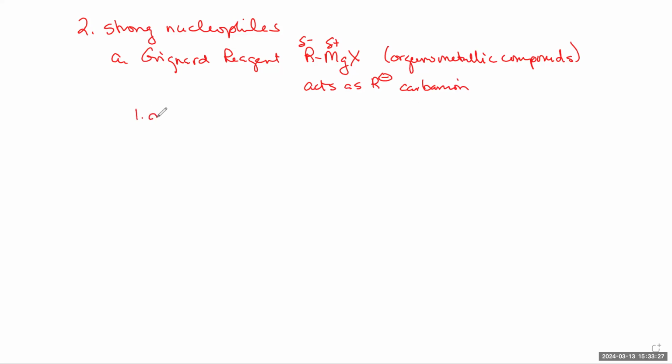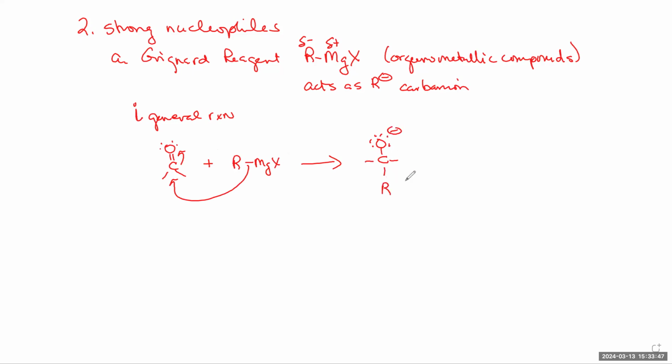So the general reaction, and we've already seen this, right? If you take an aldehyde or a ketone and you react it with this, these electrons come here and these go off onto the oxygen. And then in the second step, you add acid.